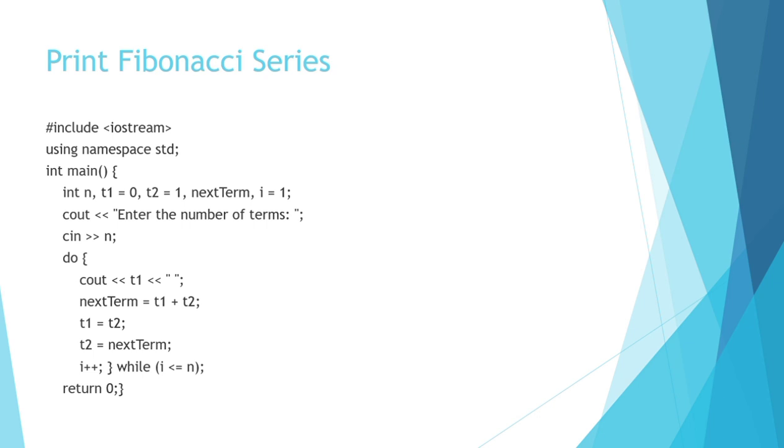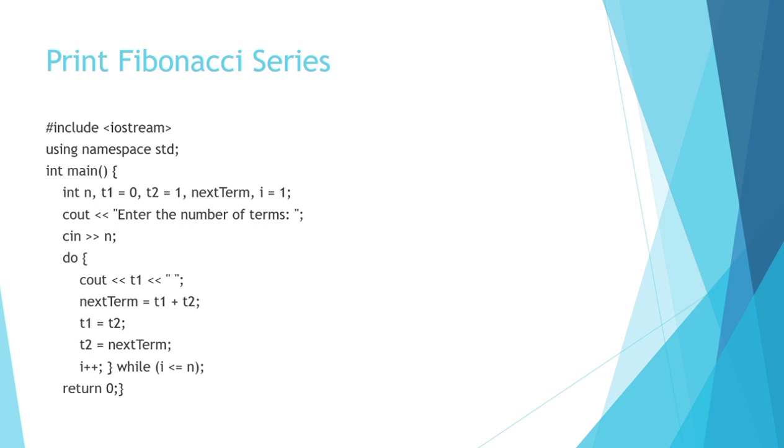Cout T1. This line prints the current value of T1, which is the first term in the Fibonacci sequence. After printing, a space is added for better formatting, so each number is separated by a space on the same line. Next term equals T1 plus T2. This line calculates the next term in the Fibonacci series by adding T1 and T2. The sum is stored in next term.